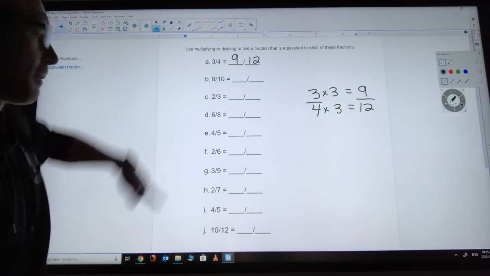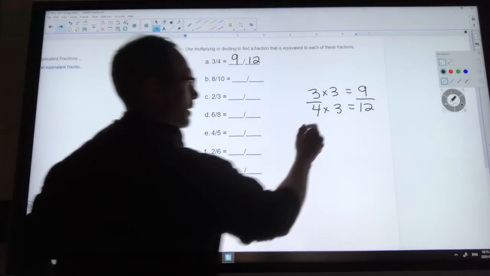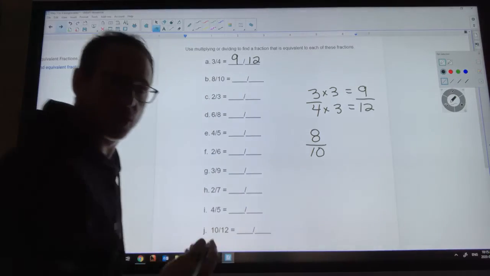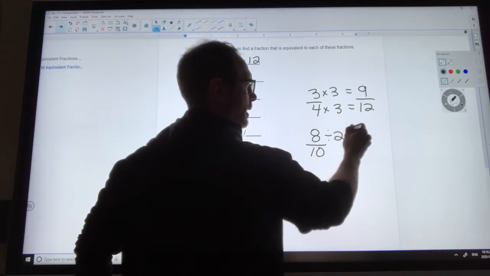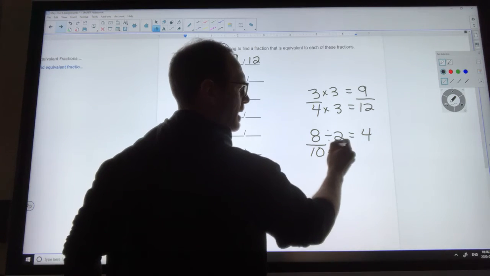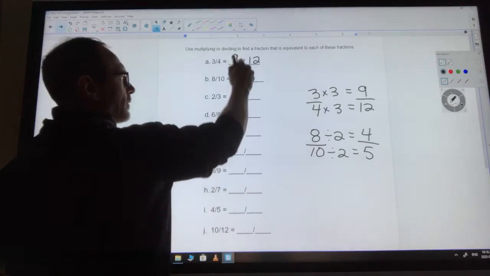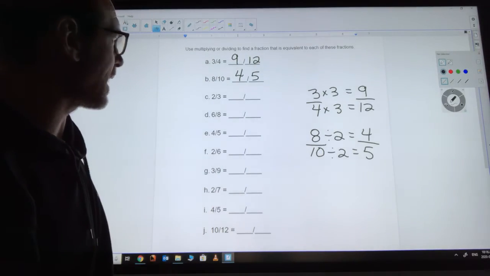I'm just going to do B, and then I'm going to let you guys do the rest on your own. So 8/10. Looking at 8/10, this is one of those ones that we could use division on, because 8 divided by 2 is equal to 4, and 10 divided by 2 is equal to 5. So 4/5 would be an equivalent fraction to 8/10.